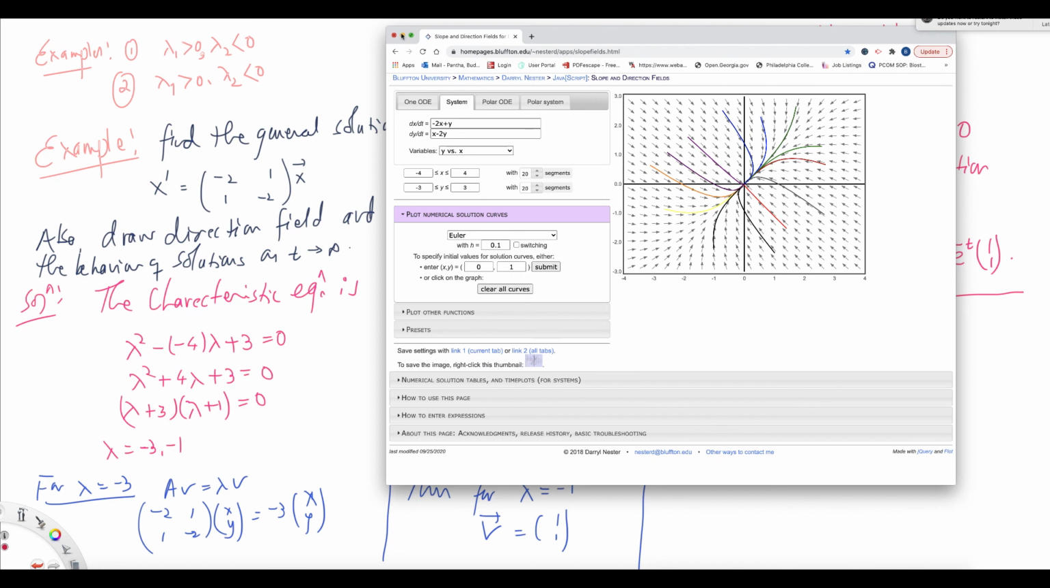Okay, guys? So we saw all the three cases. One was when one eigenvalue is negative and the other is positive. The other was both positive, and the other was both negative. All right?